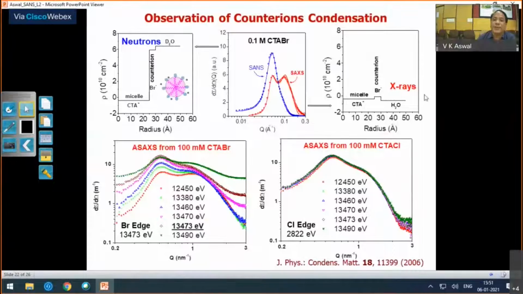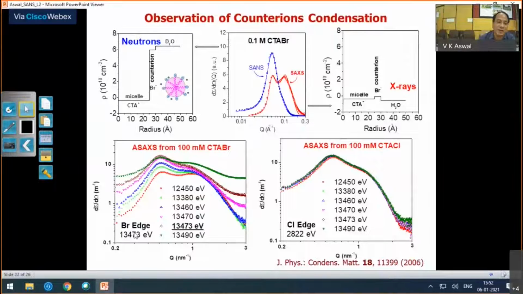So these condensed counterions, if I want to verify them, because there has been a lot of work on this topic, where bromide, chloride, iodide counterions behave very differently. As a result, the phase behavior of these structures is very different. So just to see whether you can identify the condensation of these counterions by anomalous small angle X-ray scattering.